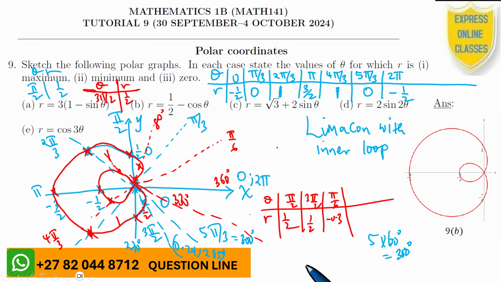Okay, let's look at the next question. There are other questions you can answer, like the values of theta for which r is a maximum. So what are the values of theta whenever r is a maximum? So we're looking for the maximum. Theta equals what?